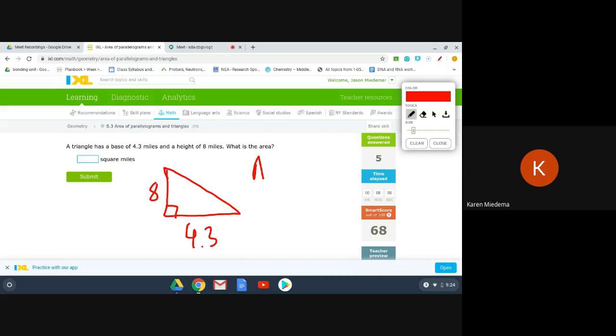It's just a guide to kind of help you along. The area of a triangle is 1/2 base times height. Area equals 1/2 base is 4.3 times the height, which is 8. So 1/2 times 4.3 times 8 is 17.2.